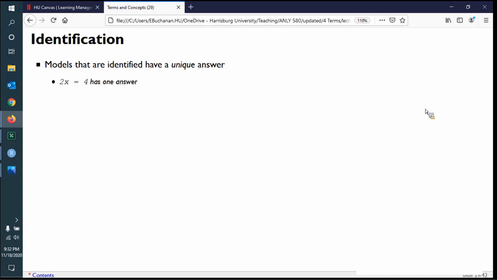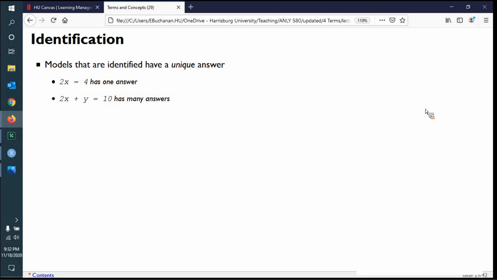That's kind of a weird concept, so let's give you an example. 2x equals 4 has one answer. X is 2. 2x plus y equals 10 actually has many answers of what x and y could be. So the first model will be identified, the second model wouldn't. We have to place enough constraints on our model to make sure that we can come up with one and only one answer. That seems like, whoa, crazy, but it's actually not too hard.